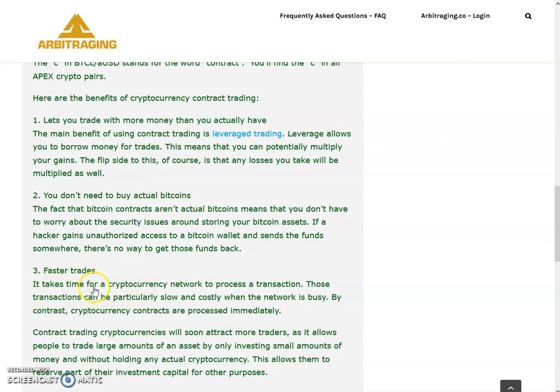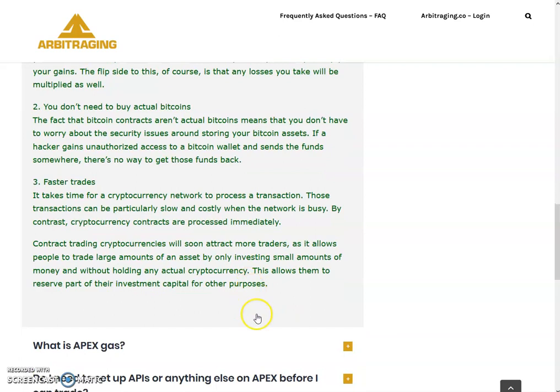And the third point is faster trades. It takes time for a cryptocurrency network to process a transaction. Those transactions can be particularly slow and costly when the network is busy. By the way, crypto contracts are processed immediately. If you are trading Bitcoin or Ethereum, as you all know, you have to transfer from exchange to wallet, wallet to exchange. It takes time, and it also takes fees. But in contract trading, you don't have to buy the actual Bitcoin. You just click the button and the contract will be immediately processed. So it's faster, and it will save time and money also.